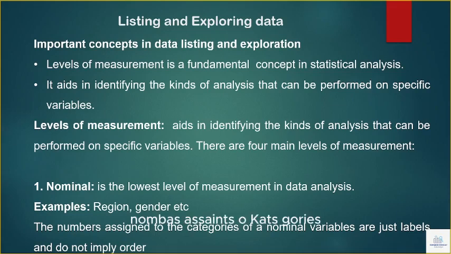Numbers assigned to categories are just labels and they do not imply an order. I think the last time I discussed this, I used football numbers. Number one does not mean that is the least among all the footballers. And number 99 does not mean that is the strongest or the best player in the team. It's just for them to be able to identify, just a label.